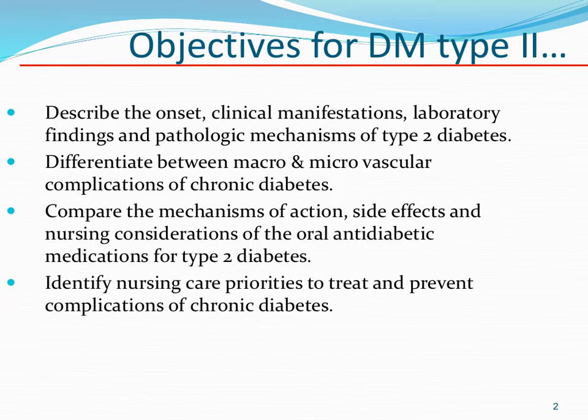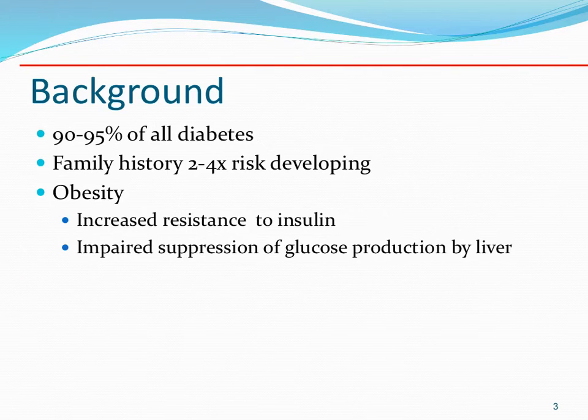These are the objectives for learning about type 2. You can read them on your own. Okay, so when we're talking about type 2, we're talking about 90 to 95% of all the diabetes that's present in the United States, meaning that only about 5% is actually type 1.